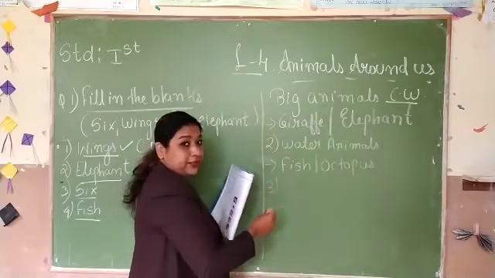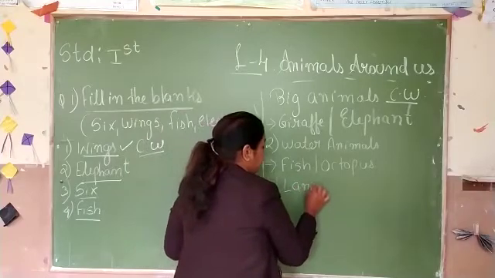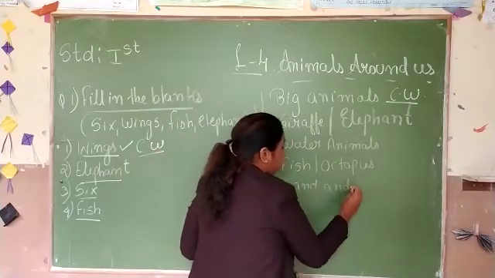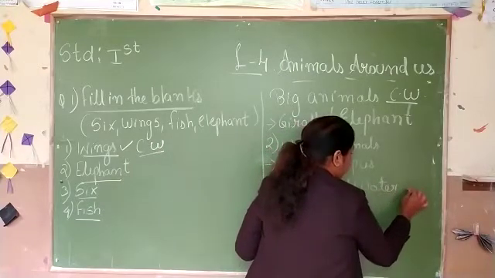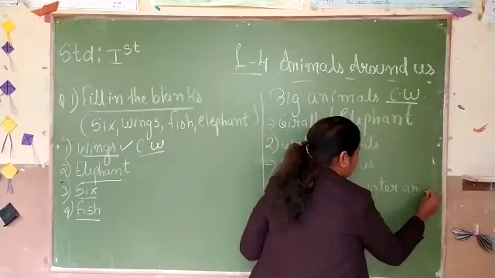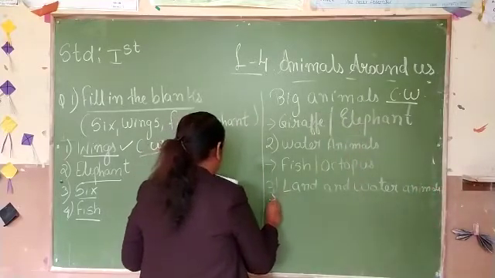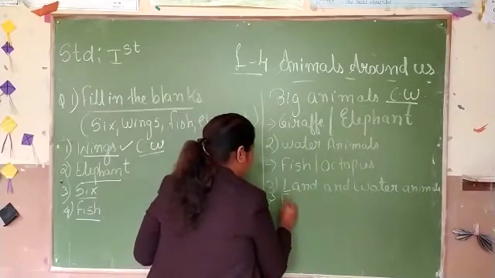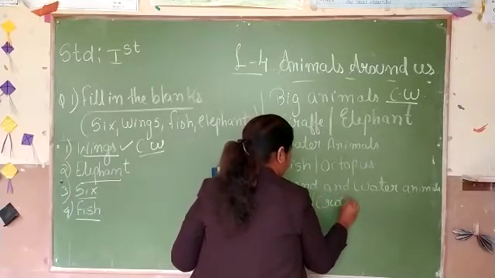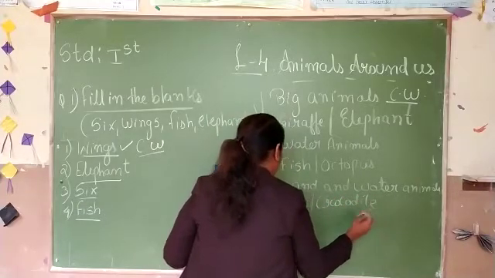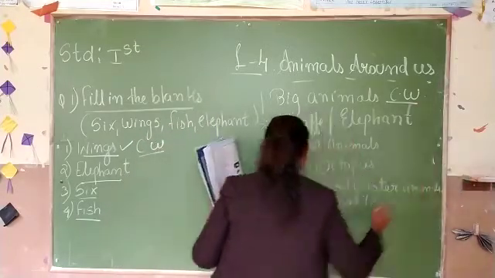Now just see the third one. The third one is land and water animals. The animal which lives on land and water too. You have to write the name of those animals. Okay? And the animals of land and water are frog and crocodile. Now see the fourth one.